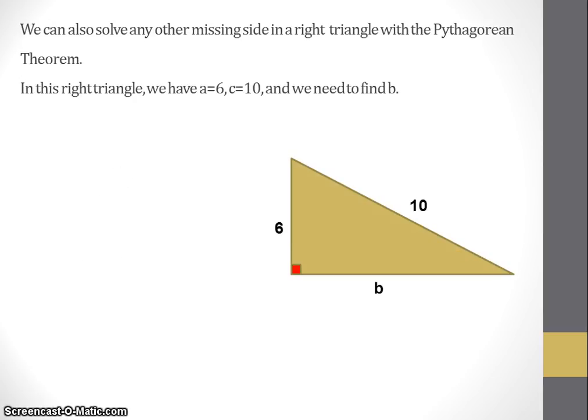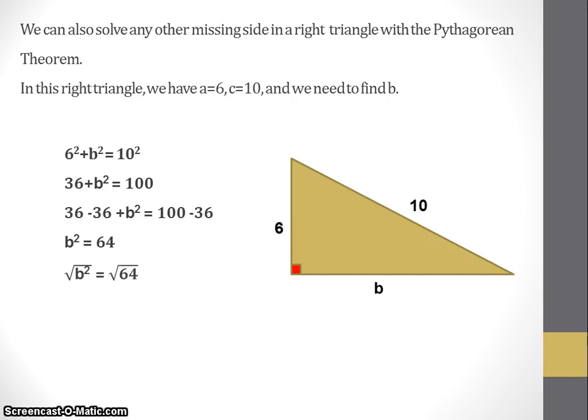We can also solve any other missing side in a right triangle with the Pythagorean theorem. In this right triangle, we have a equals 6, c equals 10, and we need to find b. 6 squared plus b squared equals 10 squared. 36 plus b squared equals 100. We subtract 36 from both sides. We have b squared equals 64. Take the square root for both sides, then b equals 8.